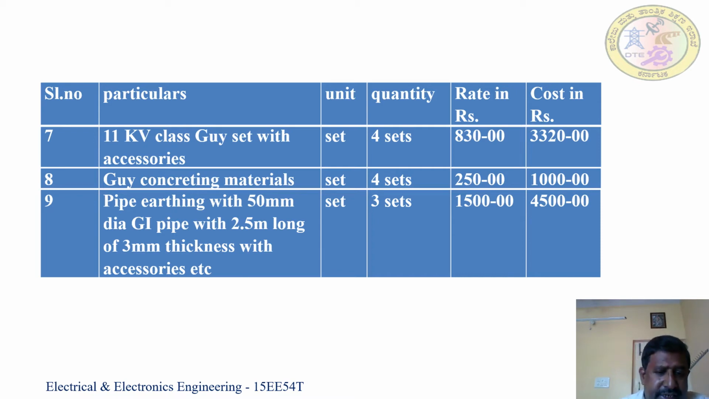Next, ninth item is pipe earthing with 50 mm dia GI pipe, 2.5 meter long, of 3 mm thickness, with accessories, etc. And the unit will be in set. Quantity required is 3 sets. 1500 is the rate per set, and the total cost for 3 sets is 4500.